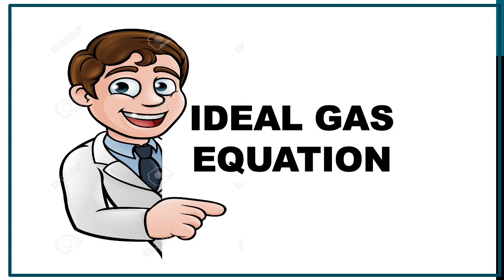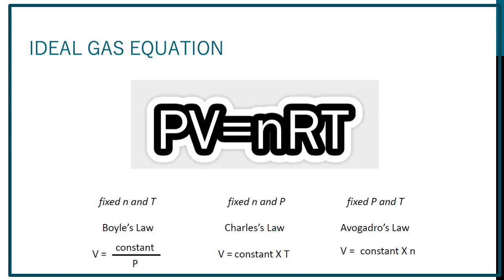Okay, now we go to the ideal gas equation. This is the ideal gas equation, that is PV equal to nRT. This is a very, very important equation, so you need to remember it. Actually PV equal to nRT comes from the gas laws, that is Boyle's law, Charles' law, and Avogadro's law. So we get this one from these three laws.